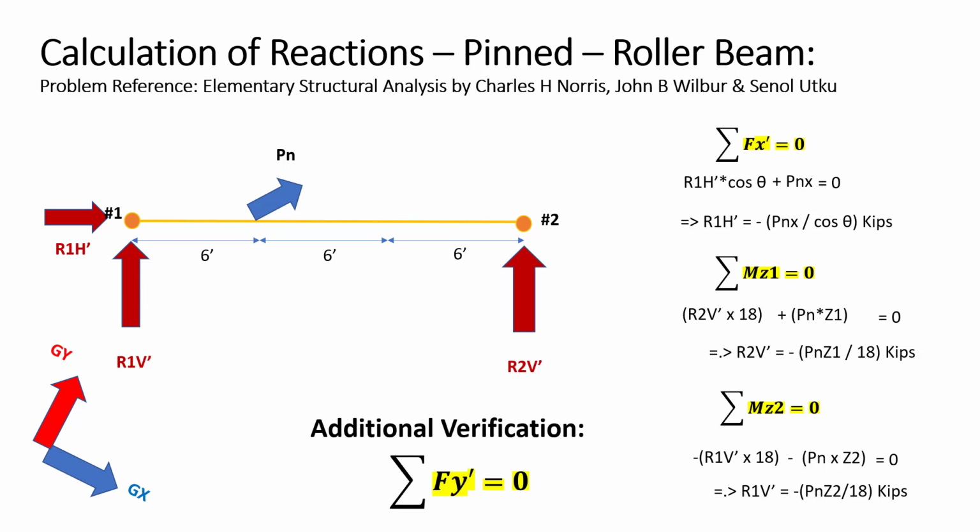we would need to do an additional verification. Whatever reactions we have obtained, if we check them along with the applied forces in the vertical direction, that has to come to zero. If that value comes to zero, then it is verified that those reactions are what the structure would experience when it is in equilibrium. So for that, you have to do this additional verification, which is summation of Fy dash equal to 0.